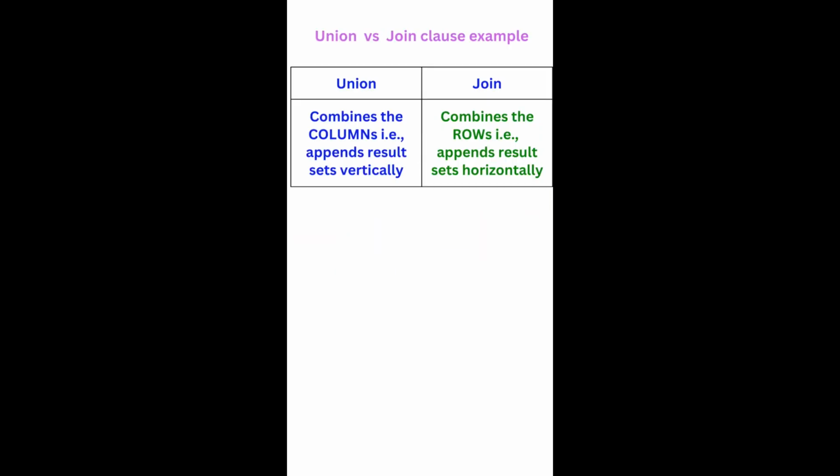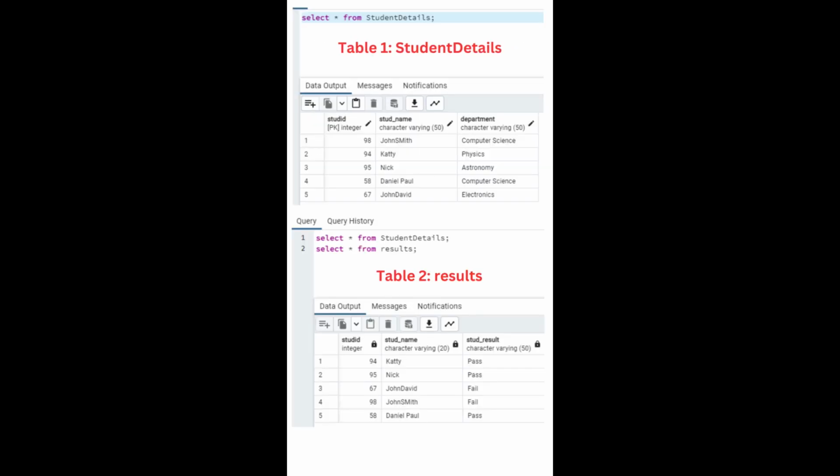Union versus join clause example. The union operator combines the columns from two or more related tables, that is, it appends result sets vertically. Whereas the join clause combines the rows, that is, it appends result sets horizontally. In this example, we have two tables. Table 1 is student details and table 2 is results.